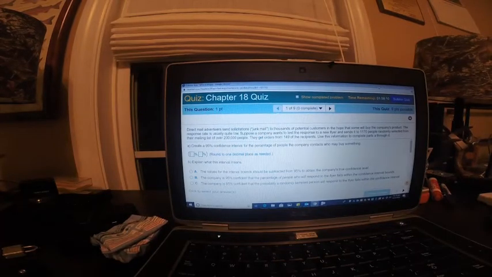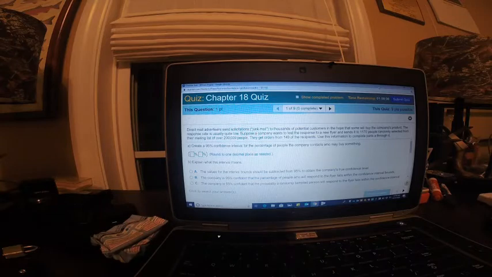Alrighty guys, so we finished chapter 17. We're on to chapter 18. Chapter 18, the first one I've got here says, direct mail advertisers sent solicitations, aka junk mail, to thousands of potential customers in hope that some will buy the company's product. The response rate is usually quite low.